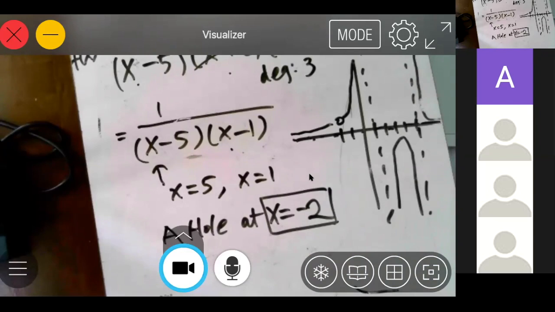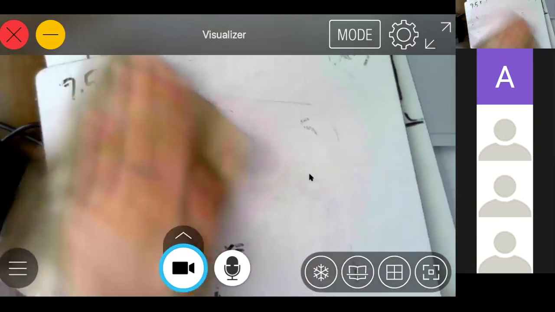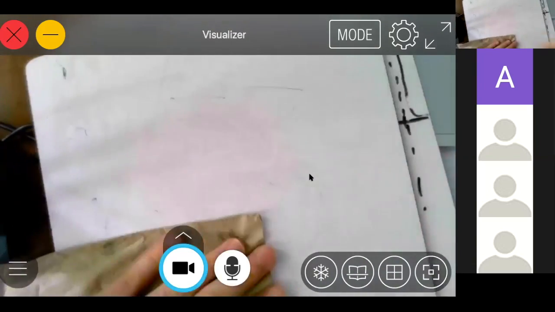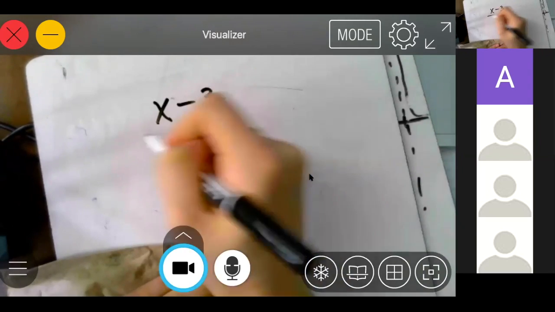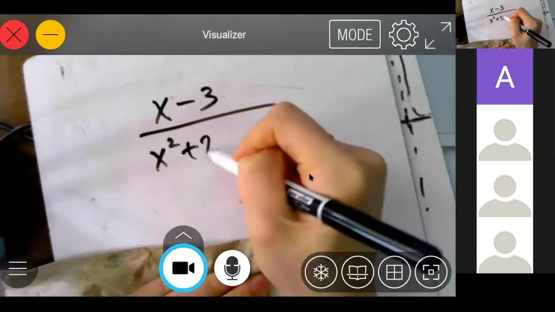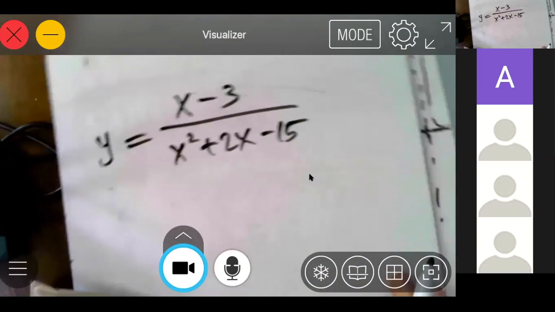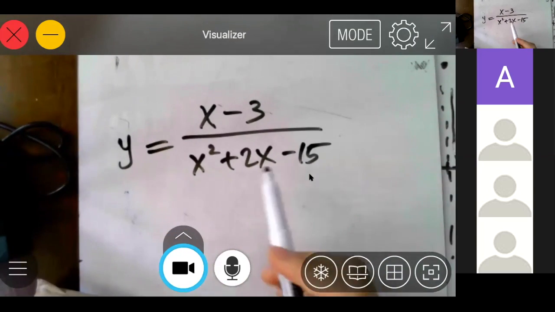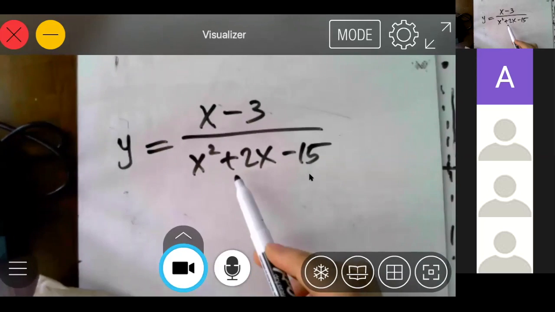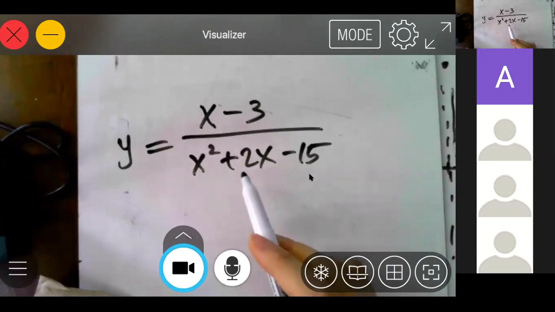So there's some really good questions. And in Delta Math, there will be a lot of specific sections, like how do you find holes on your graph? So if this is your function, you learn how to simplify your rational expression.